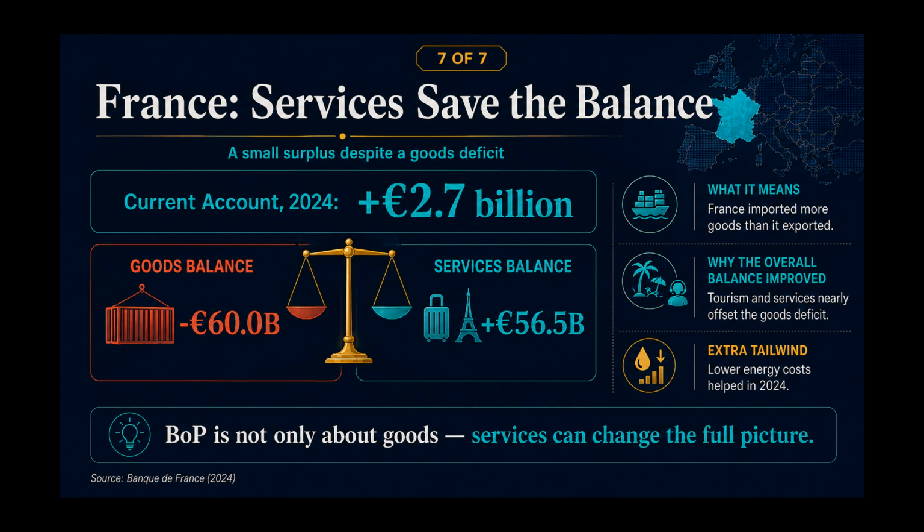The key lesson is this: if we only look at goods trade, we miss the full picture. The balance of payments gives a broader view because it includes goods, services, income, capital flows, and reserves.